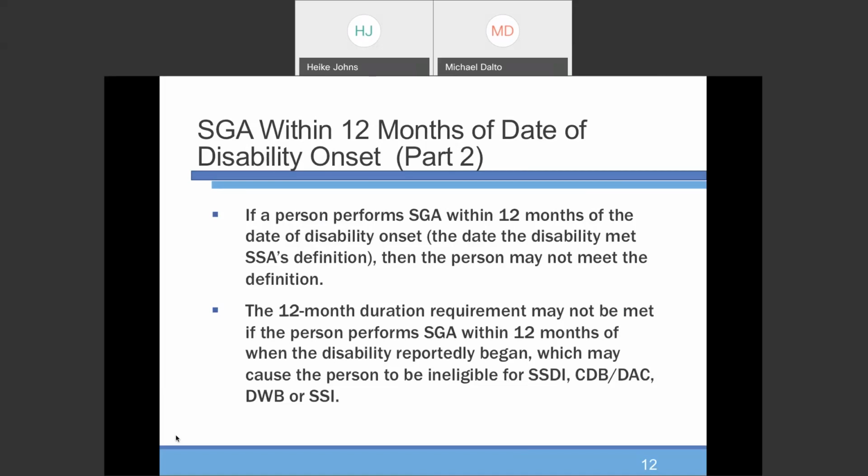Or they could decide that the person wasn't disabled when they originally thought they were, their original onset date, but that their onset date was later. And that means they'd have an overpayment for the benefits they received before the corrected onset date that was later.